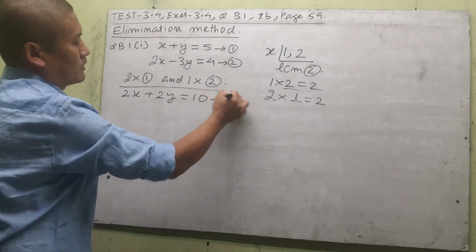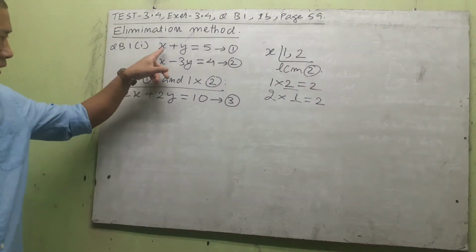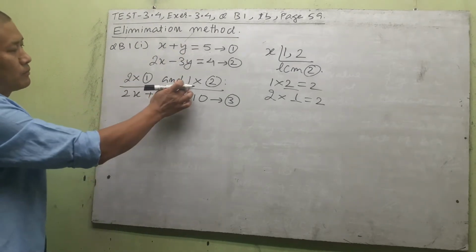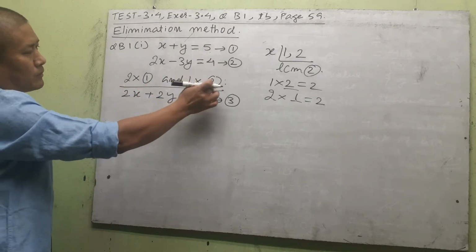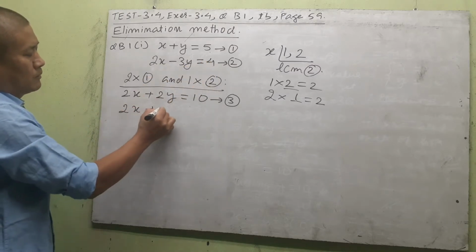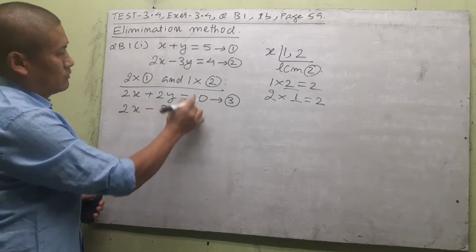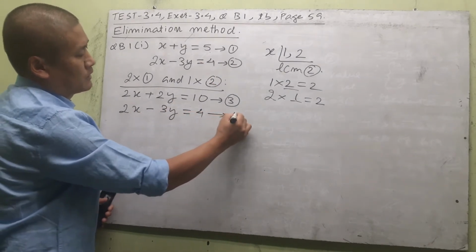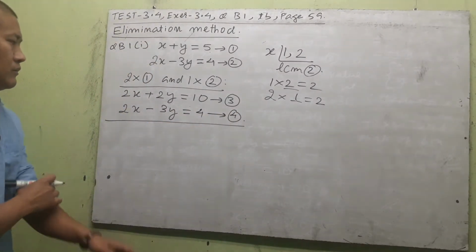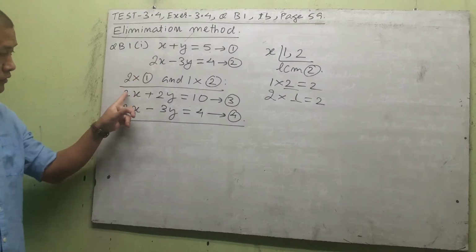Let's mark this one as equation 3. That is the meaning of multiplying 2 to equation 1: 2 will multiply every term on both sides of equation 1. Now go to equation 2. 1 is going to multiply equation 2, so all of this will remain the same: 2x minus 3y equal to 4. Let's mark this one as equation 4. Now we have managed to equate the coefficients of x, both are 2, so they are equal.